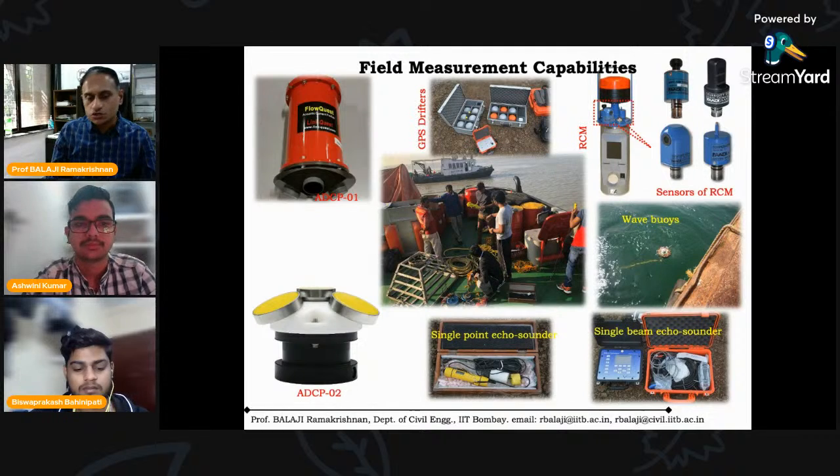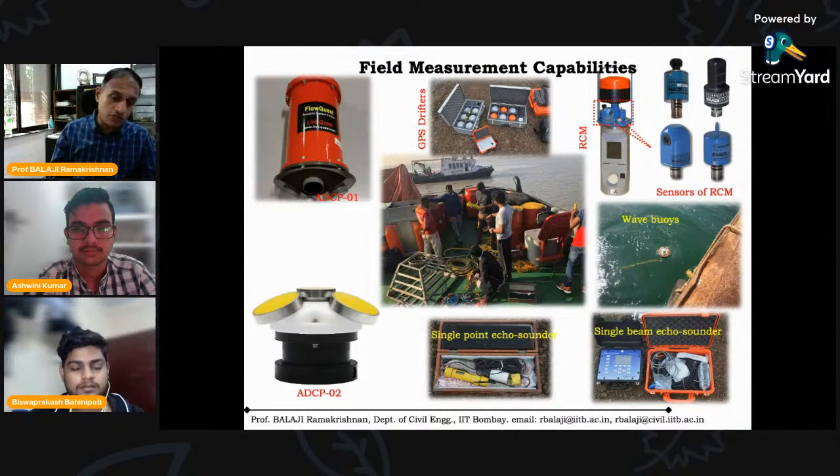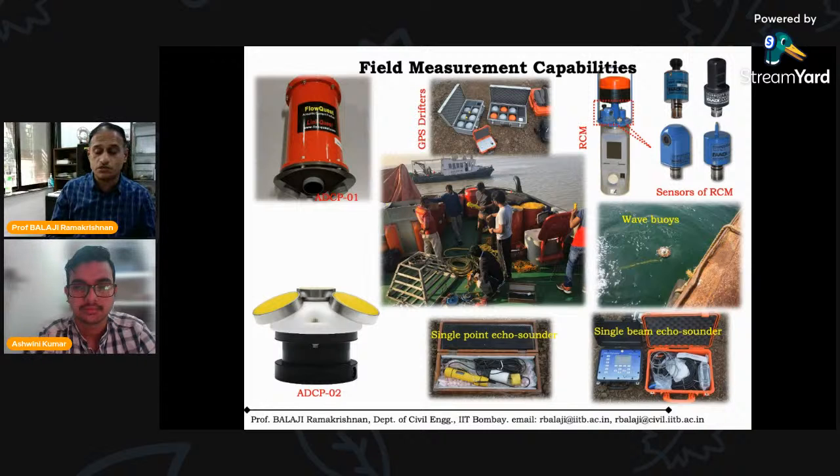We also have floating buoys which can measure wave characteristics. I'm talking about wind-generated wave characteristics. And we also have echo sounders. You may be aware of echo sounders. These are meant to measure the seabed contours, like a topographical survey, which actually govern the hydrodynamics in any particular place of our interest. So we do that. I'll probably try to share some case studies.